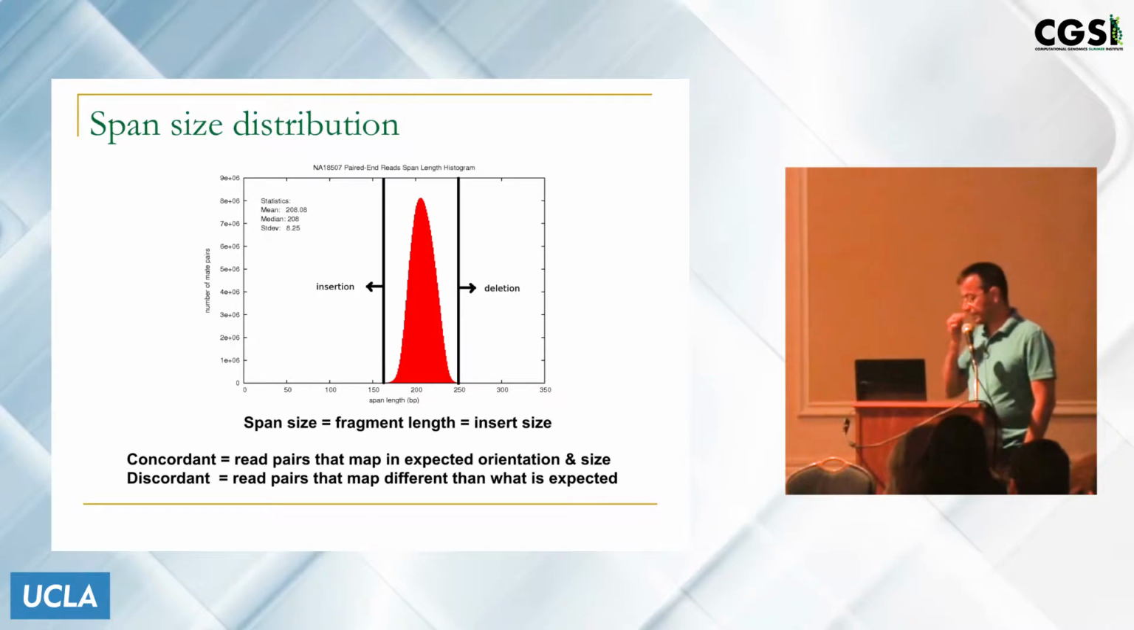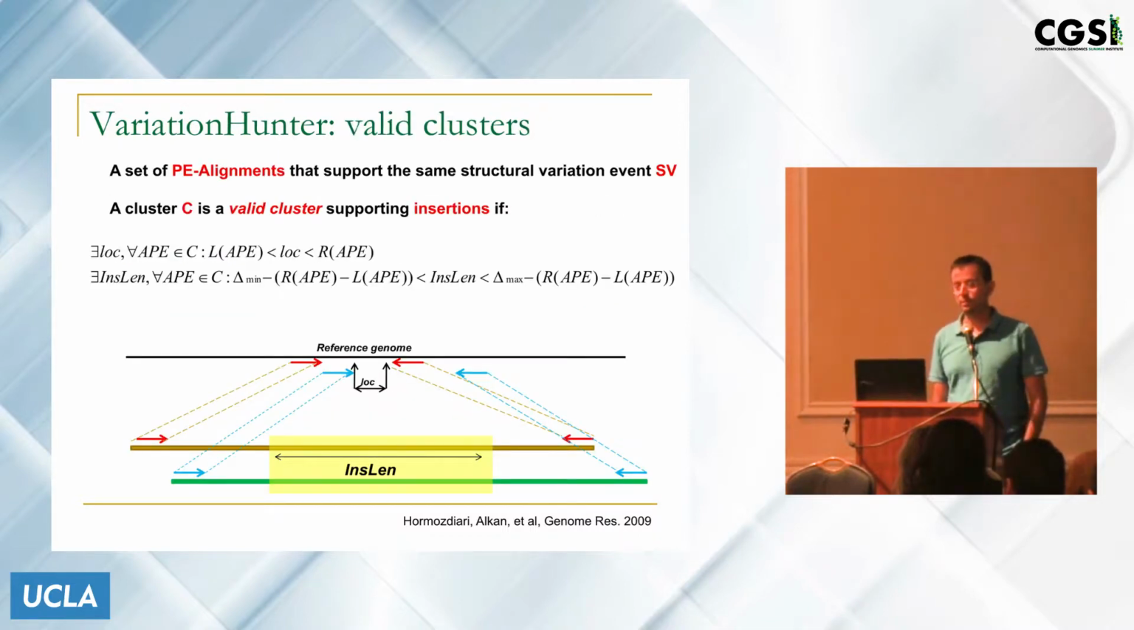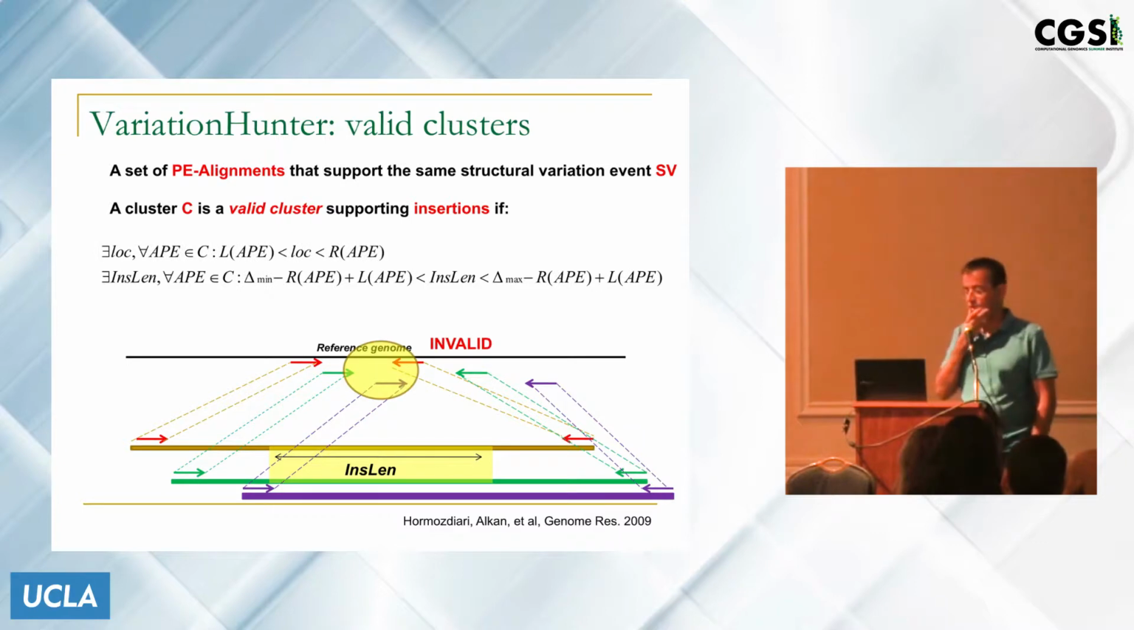We first cluster each structural variant signaling read pair into valid clusters. Structural variation is defined by a left breakpoint, a right breakpoint, and the minimum possible size and maximum possible size of the variant. We also have the paired-end alignments. In the interest of time, I'll go quickly. We look at those read pairs that agree on the same type and the same size of the structural variation, and if they are in agreement, we call them valid. If they are not in agreement, it becomes invalid, such as in this case, because we cannot decide where the structural variation happens.